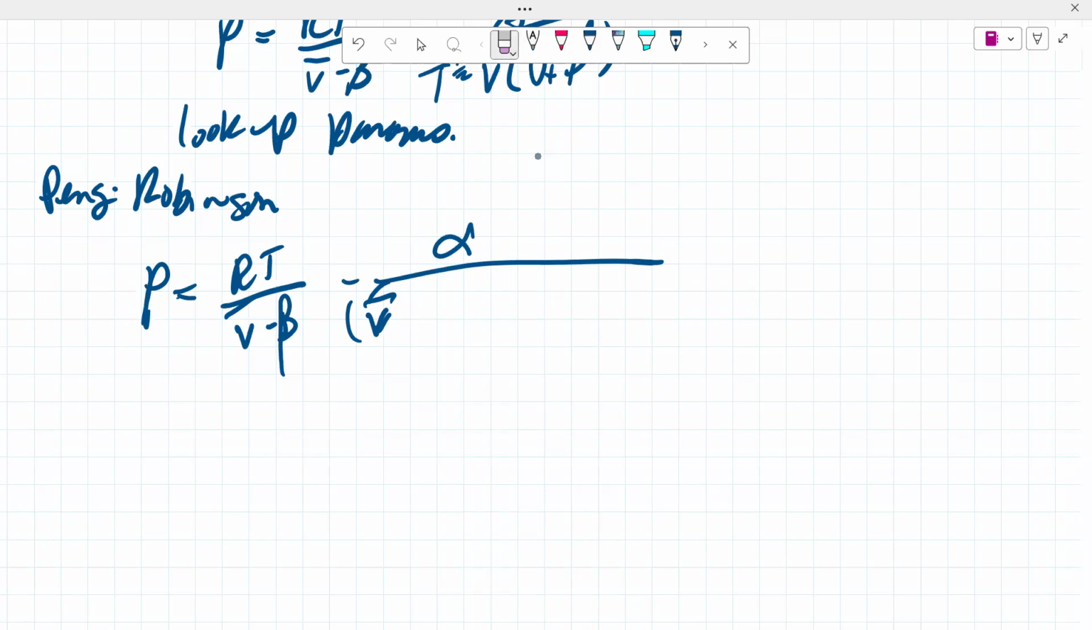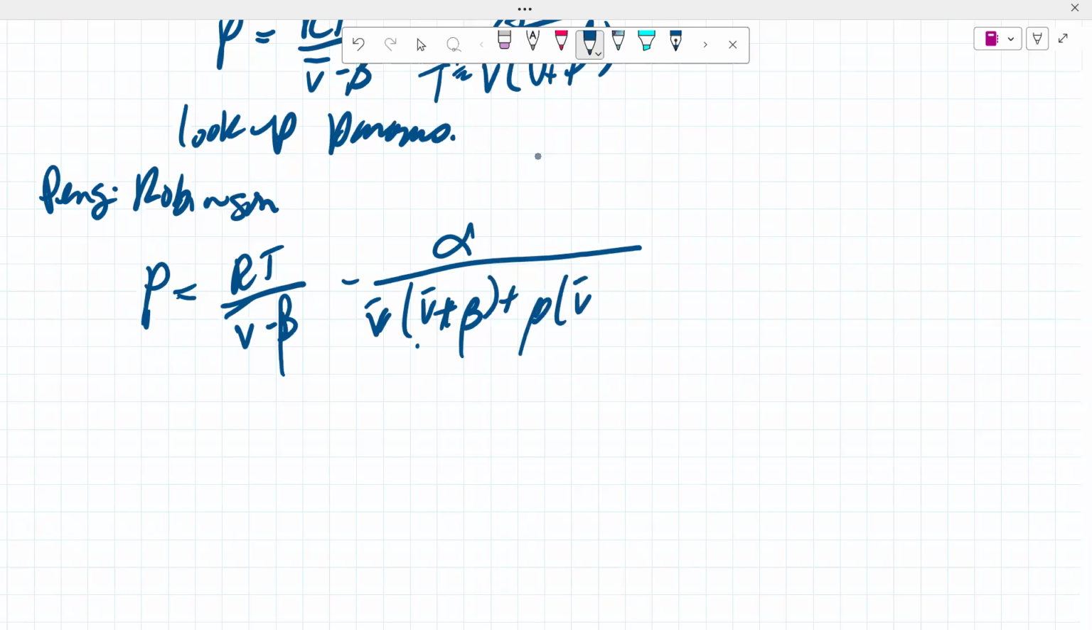Let's put the parentheses around the other term. Minus alpha over V bar times V bar plus beta, plus beta times V bar, and V bar minus V beta. Alpha is a temperature dependent parameter. Beta is a table quantity.